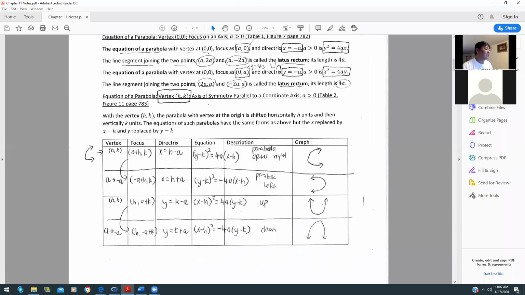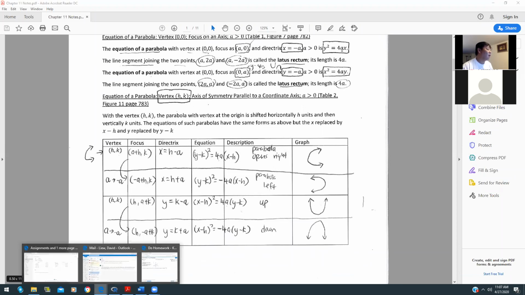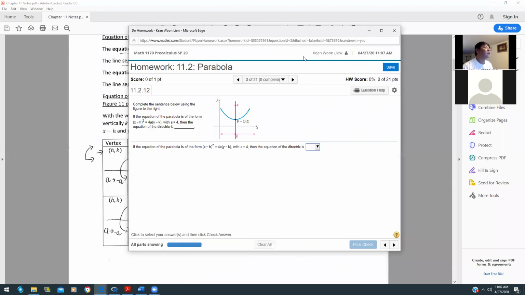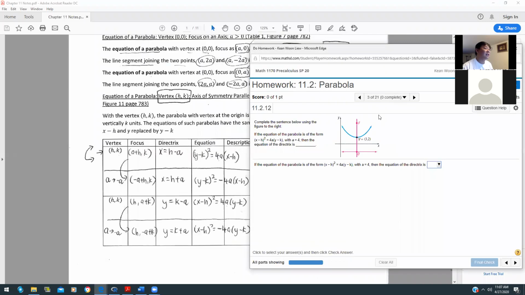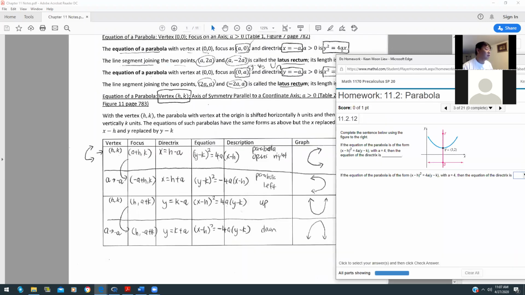Because this is going up and down, if you look at your question here, this actually opens upwards. So open upwards is this one. This is the equation of the directrix, y equals k minus a. So in order for us to find the equation of a directrix, it is k minus a.